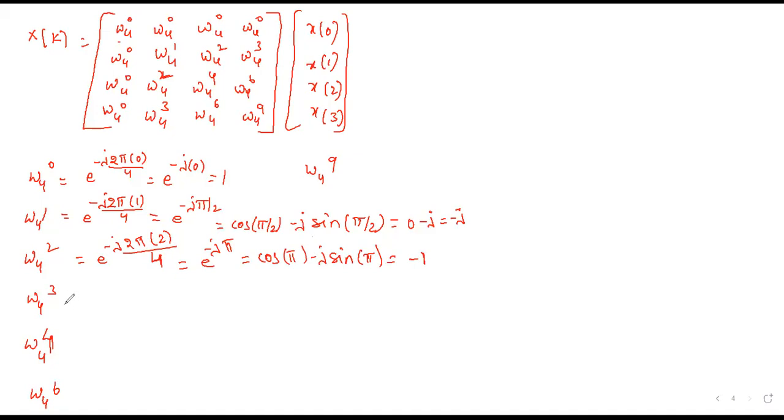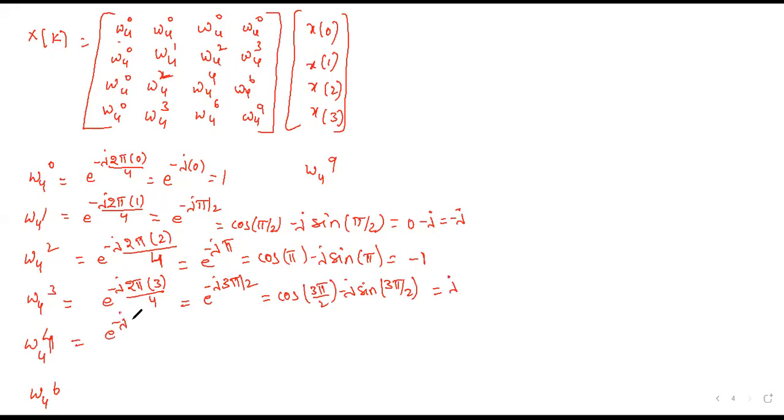Right? So omega 4 power 3 is e to the power of minus j 2 pi into 3 divided by 4, which is equal to e to the power of minus j 3 pi by 2, which can be written as cos 3 pi by 2 minus j sin 3 pi by 2. Cos 3 pi by 2 is equal to 0 and sin 3 pi by 2 is equal to minus 1. So this value is equal to j.